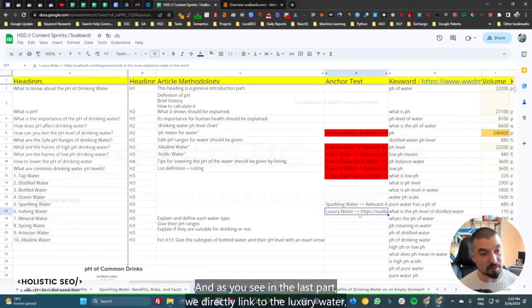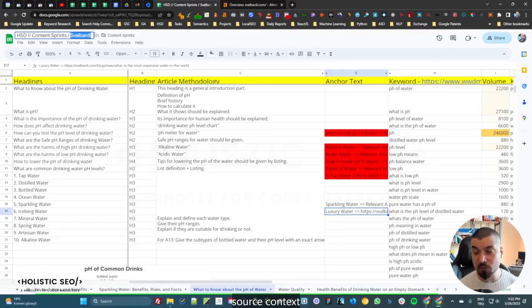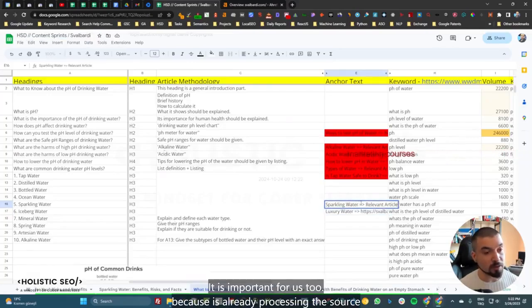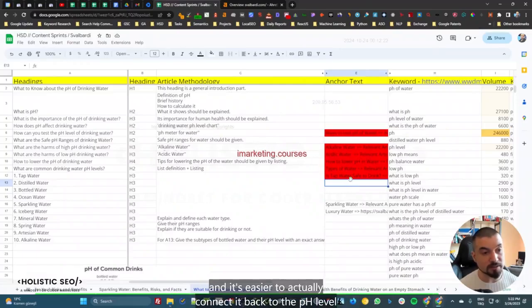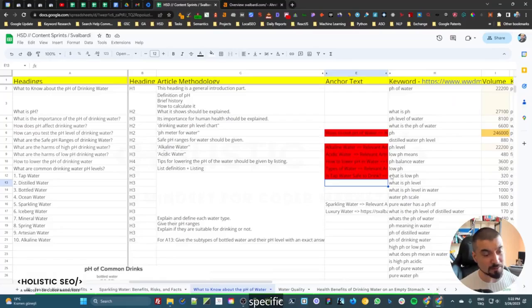And as you see, in the last part, we directly link to the luxury water, which will be connecting all the pH related things to our source context for improving our overall relevance. And sparkling water in this area is important for us too, because it's already processed in the source and it's easier to connect it back to the pH level, because in the context of comparison or versus related queries, we see that pH levels are already compared with, let's say, specific sparkling water and other types of waters as well.